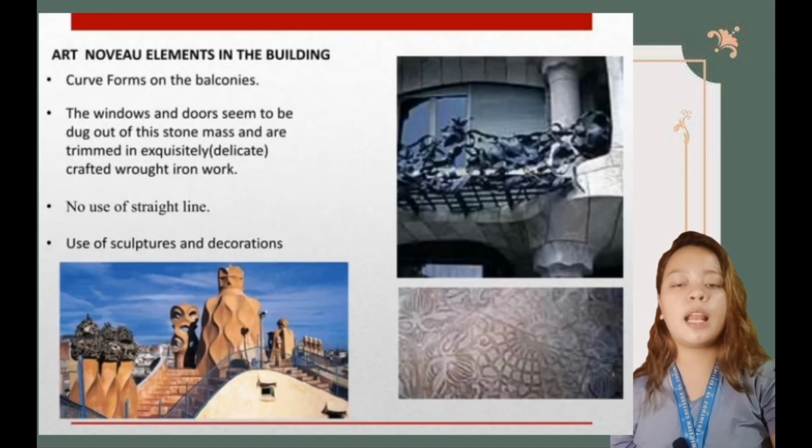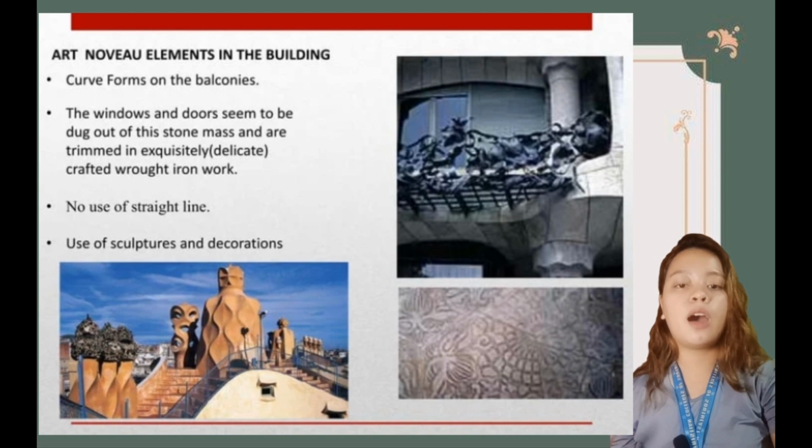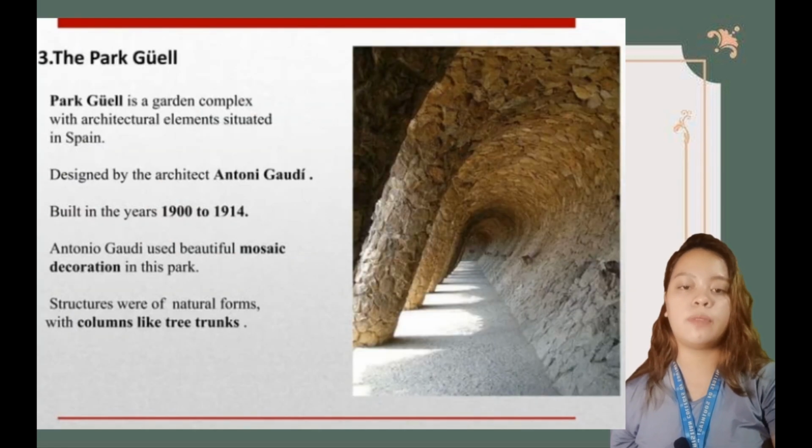So Art Nouveau elements in the building. Curved forms on the balconies, the windows and doors seem to be dug out of this stone mass and are trimmed in exquisitely crafted wrought ironwork. No use of straight lines, use of sculptures and decoration.